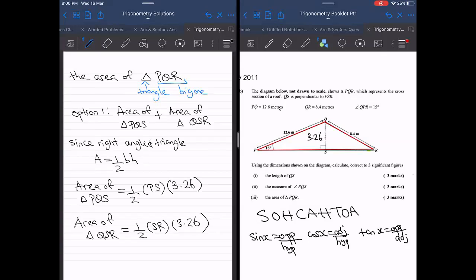So take this off as option 1, and then I'm going to go through option 2. Your hint to find PS and SR, you would have to use the trig ratios. If you're going that route, my hint to you is to use the trig ratio, basically repeating the process of what we just did, but just for the other side.